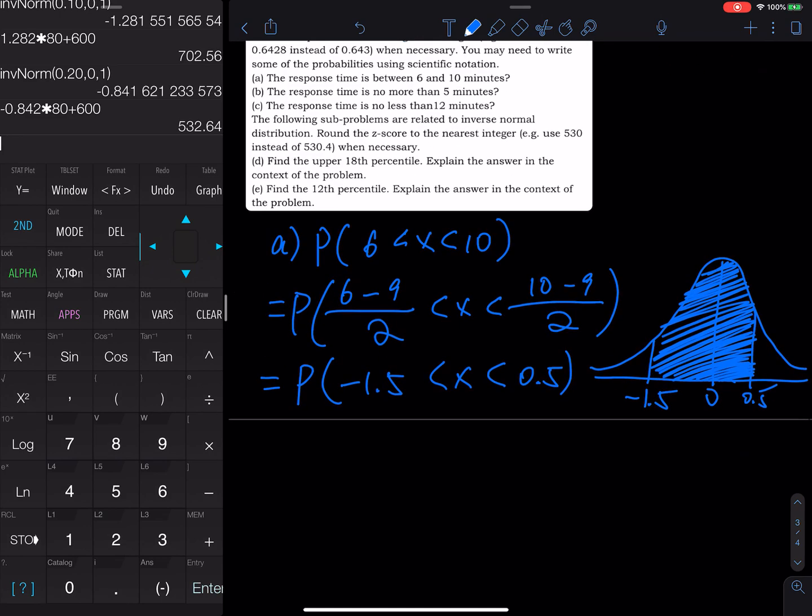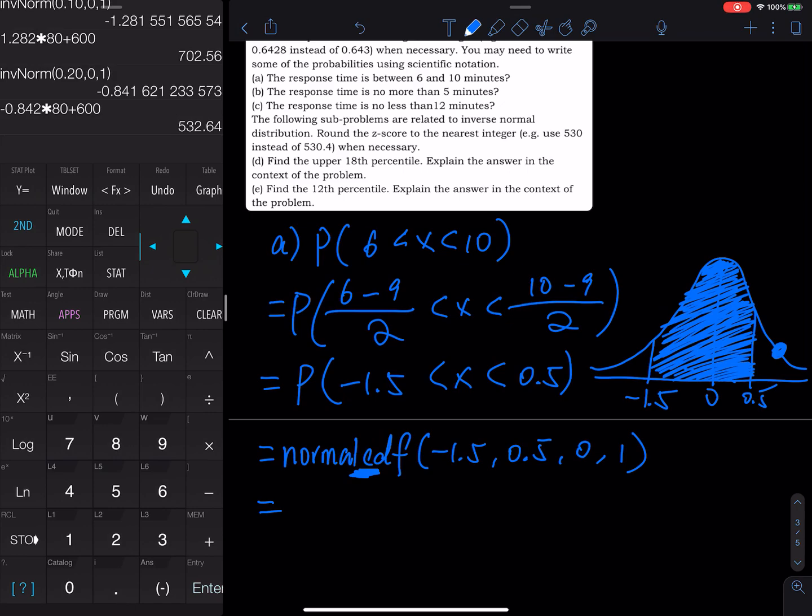And then the calculator command, so you have normal CDF from negative 1.5 to 0.5. The mean is 0. The standard deviation is 1. What does the C mean? The C means cumulative, cumulative density function. When you do this, you are asking the calculator to approximate the area for you. If you take PDF, you are looking for a specific point on the graph. That is not what we are trying to find. We are trying to find an area.